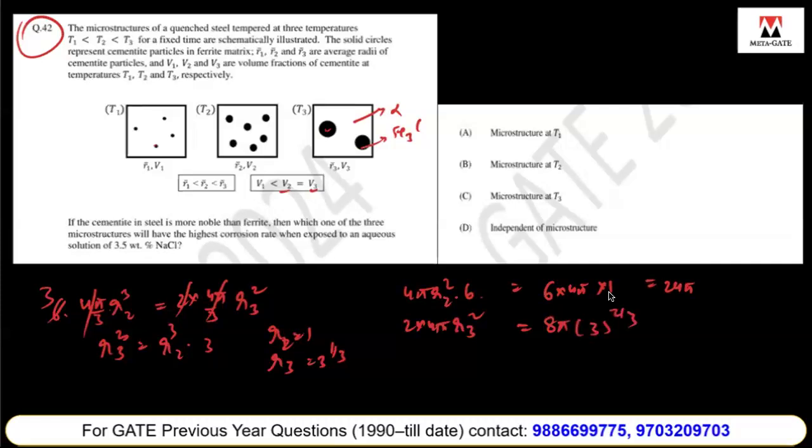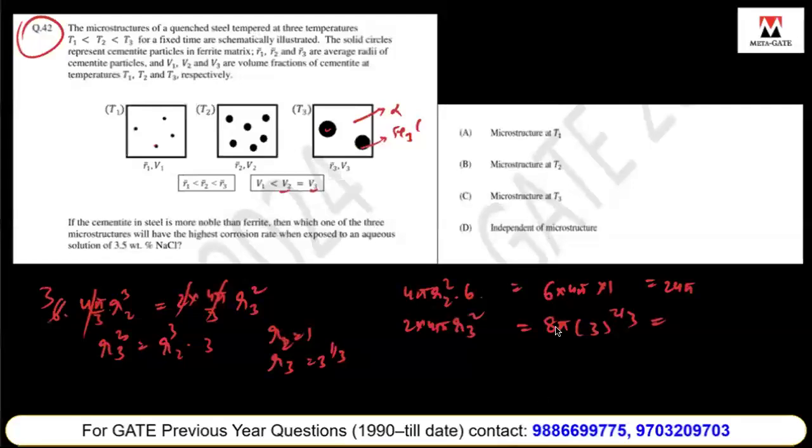So what is this value? Let's check it. If you'll see, this is 24 into 3.14, which is 75.36. And this is 8 into 3.14 into 3 power 0.67, which is 52.44.